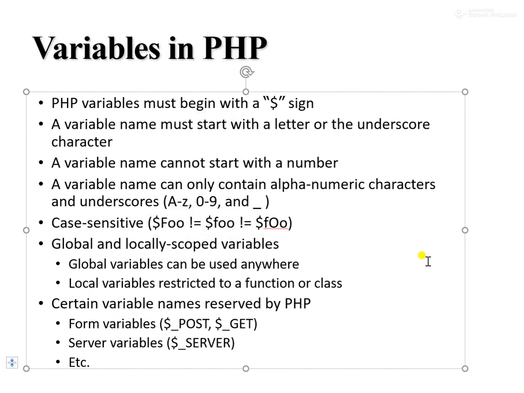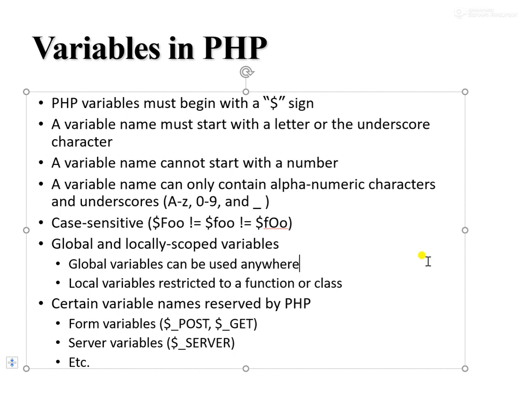Again, the scope of the variable follows the same rules as C++. We have globally scoped variables and locally scoped variables. A global variable can be accessed throughout the program, and a local variable is only restricted to a specific block, function, or class where you declare it.